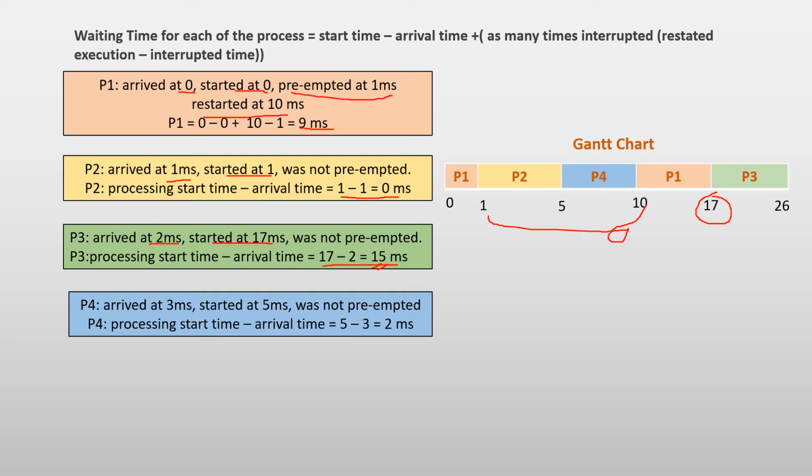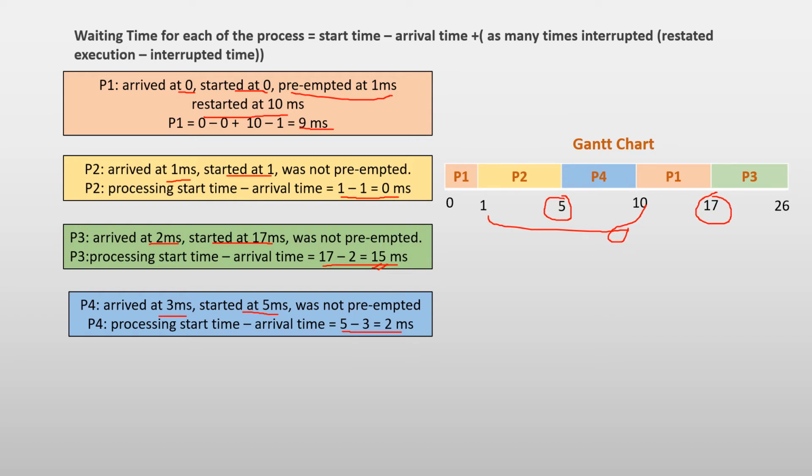Now let's calculate for P4. P4 arrived at 3 milliseconds, started its execution at 5 milliseconds, and hence it was waiting for 5 minus 3, which is 2 milliseconds. Again, if you see, P4 was not preempted in between, so it finished in one shot. So start time minus arrival time is the waiting time.